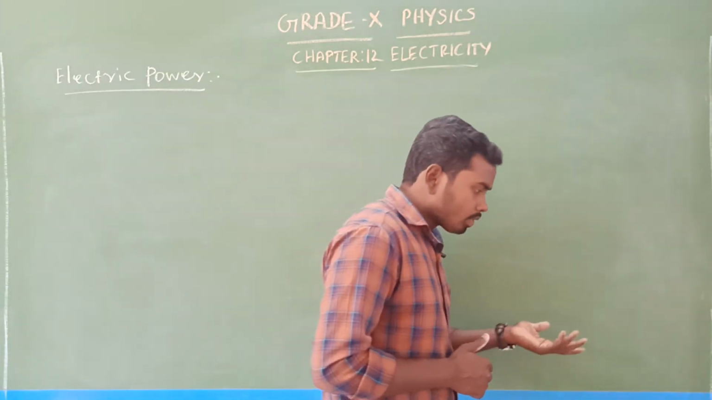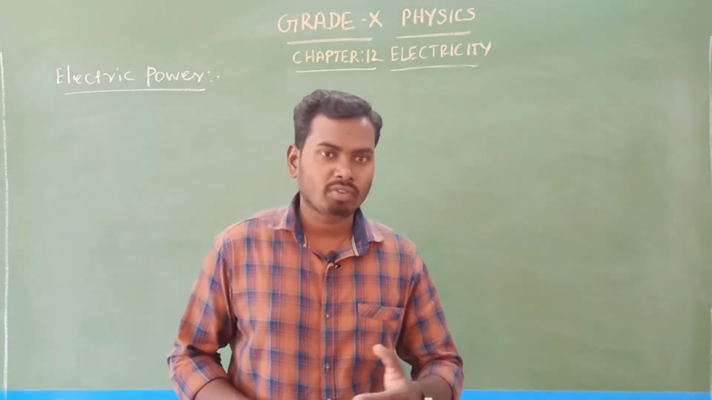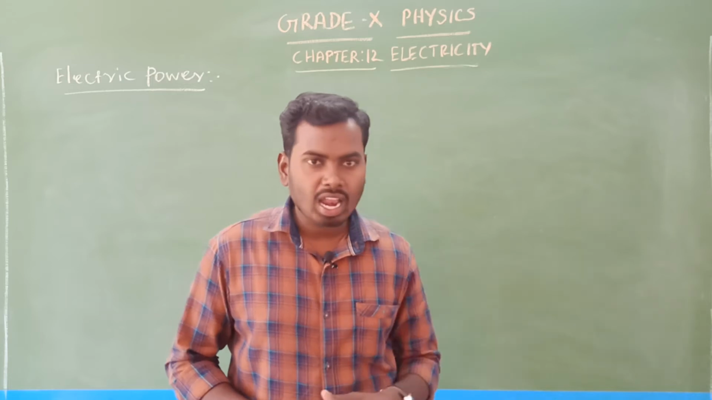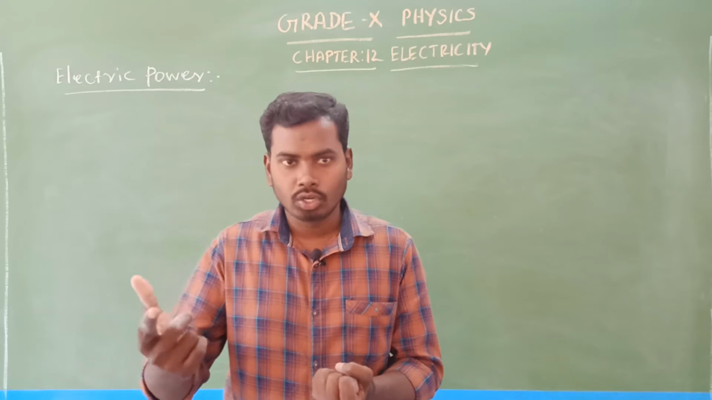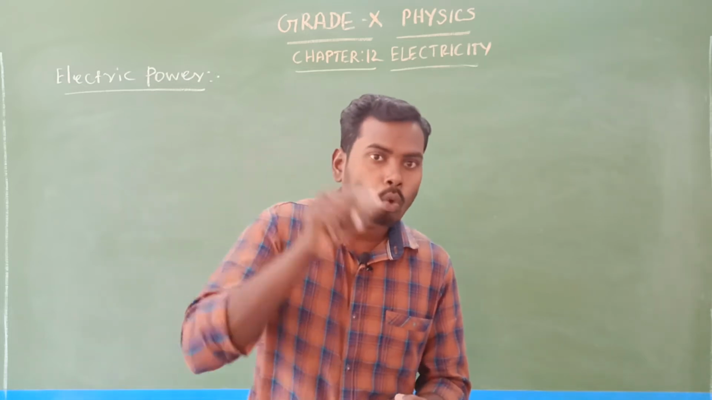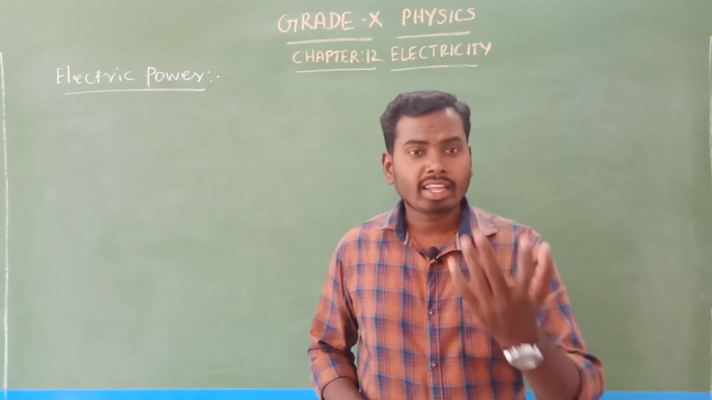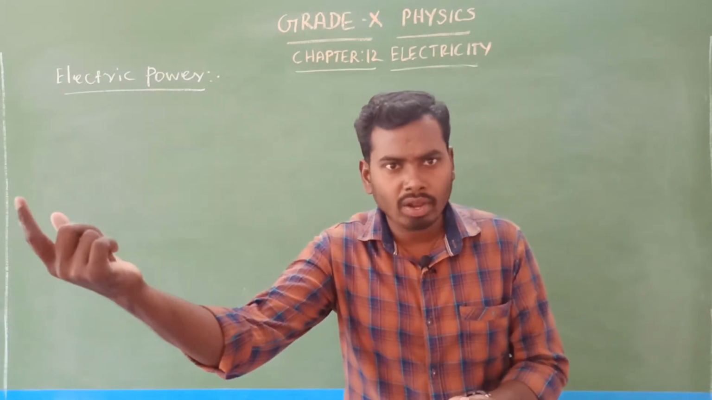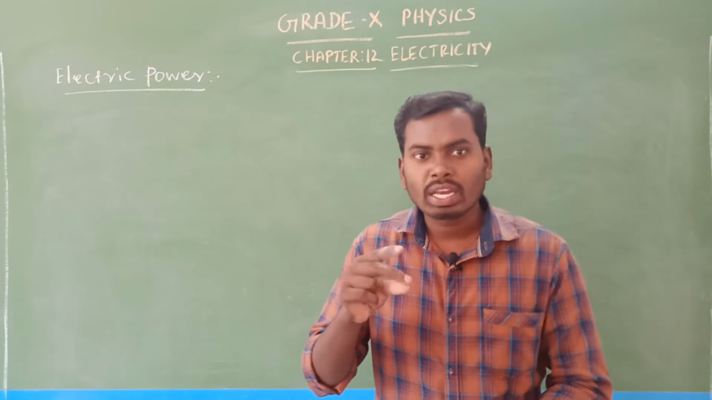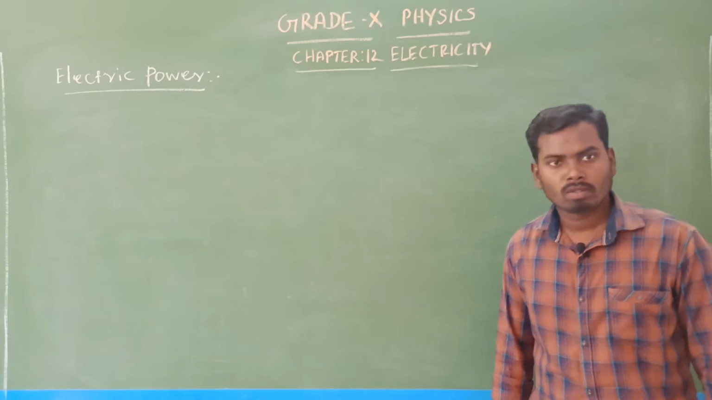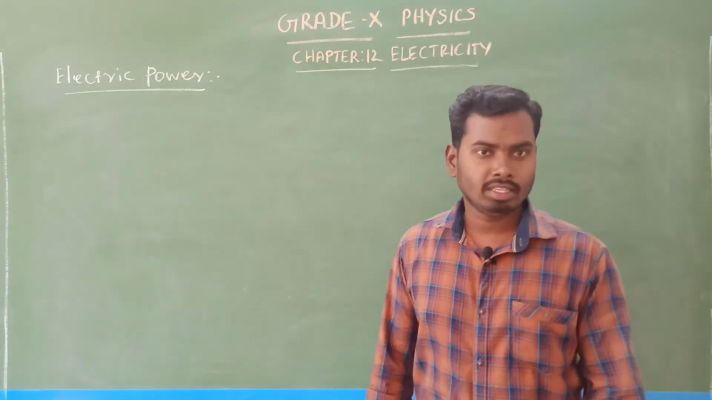So energy can neither be created nor destroyed, but we can convert one form of energy into another form of energy. All electrical appliances consume the electrical energy and convert it into other forms of energy. So here work is done. Obviously work is done, because electrical appliances consume the electrical energy and convert it into another form of energy. This work done per unit time is called electric power. Very easy. Is it clear?